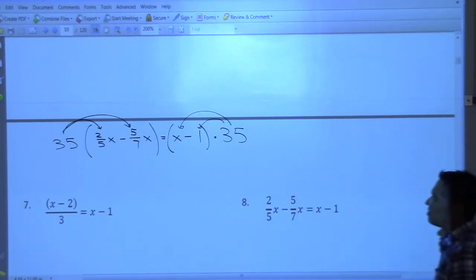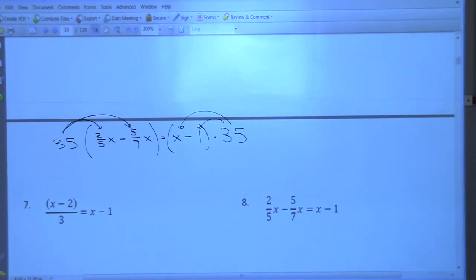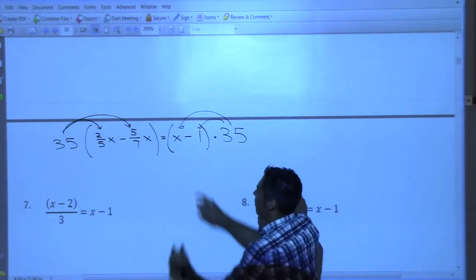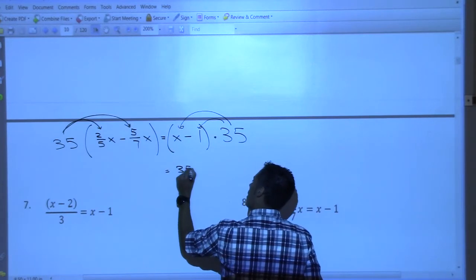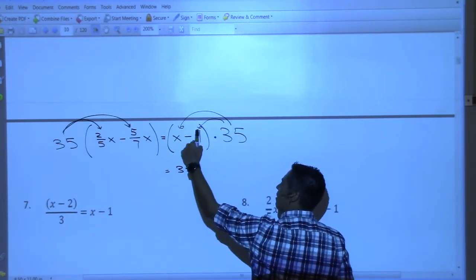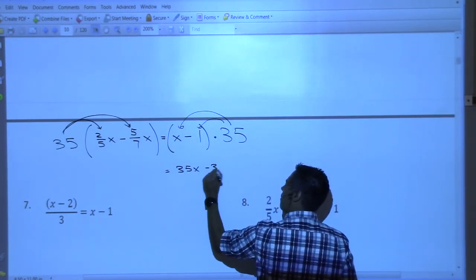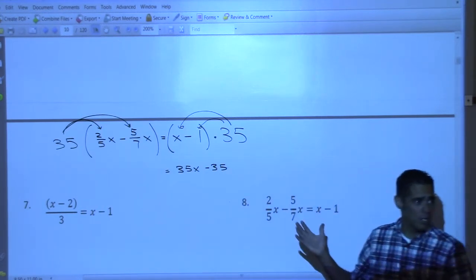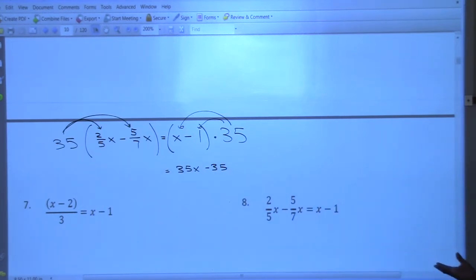So let's do the right side first, because I think the right side's easier. What's 35 times x first? 35x. And then what's 35 times negative 1? Negative 35. Okay, so the right side, we good? It's the left side that's a little confusing.